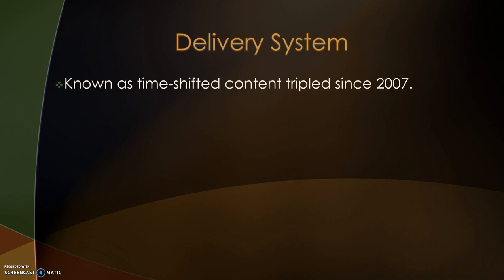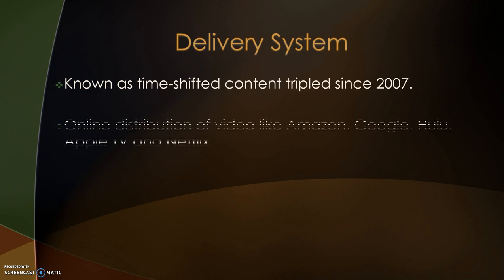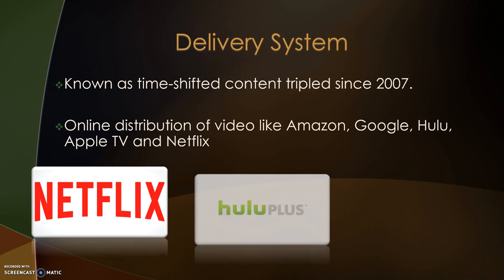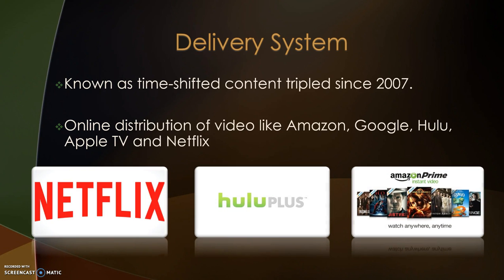The delivery system, like I mentioned, is time-shifted content, which is your DVR, and it has increased since 2007. So the online distribution of video like Amazon, Google, Hulu, Apple TV, and Netflix has really changed how newer generations watch TV.